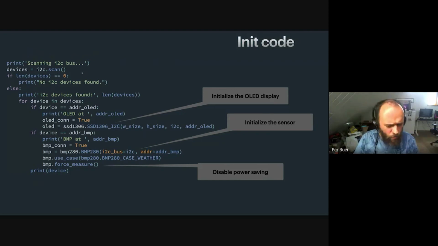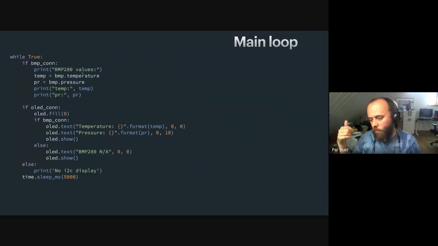There's a bunch of code there, which is just taken from the example files of those drivers. And then I get to a main loop, which a lot of my microcontroller stuff have. It just loops and checks if it has a BMP connected, and then it prints the values and keeps them in these variables. If it has an OLED display connected, it will use OLED.text to output temperature and pressure on the little OLED display. If there's no BMP connected, it says it's not available. And then it sleeps for 5,000 milliseconds, and does it all over again.